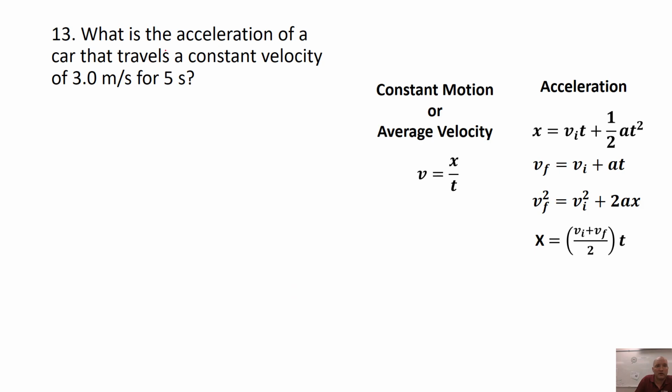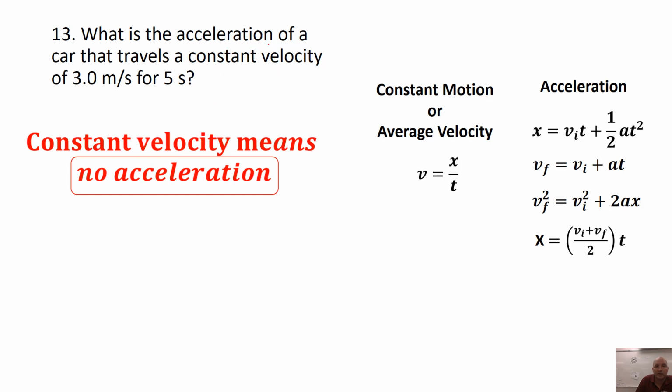What is the acceleration of a car that travels at a constant velocity of 3 meters per second for 5 seconds? And this is where, what does constant velocity tell you about acceleration? It means no acceleration every single time. So watch out if they ask you for acceleration, it equals 0, but if they ask you for something else, you might be able to solve for it. So just watch out.